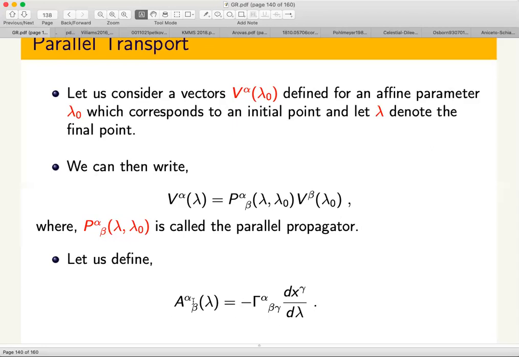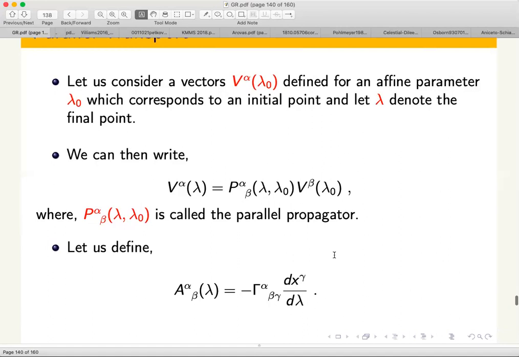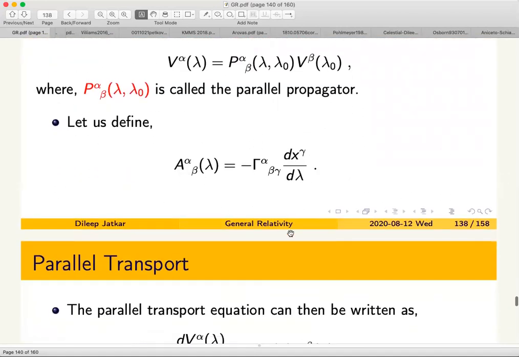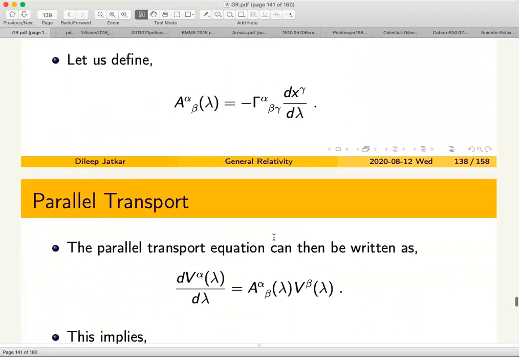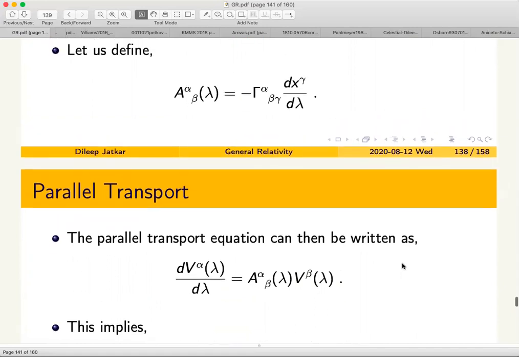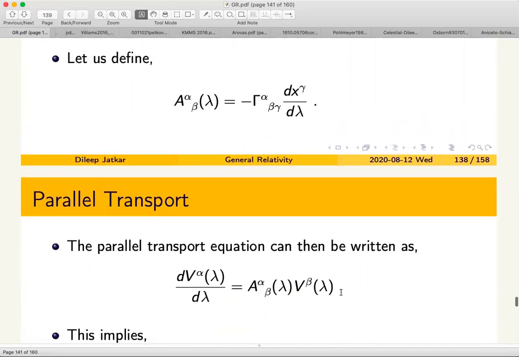Okay, but right now we'll use A alpha beta. Put it back and use this in the parallel transport equation, and the parallel transport equation would take the form like this. This minus sign is chosen deliberately so that you push A on the right hand side and not carry a minus sign. Nothing very special about it otherwise. Fine. So what we want to do is to actually solve this differential equation.